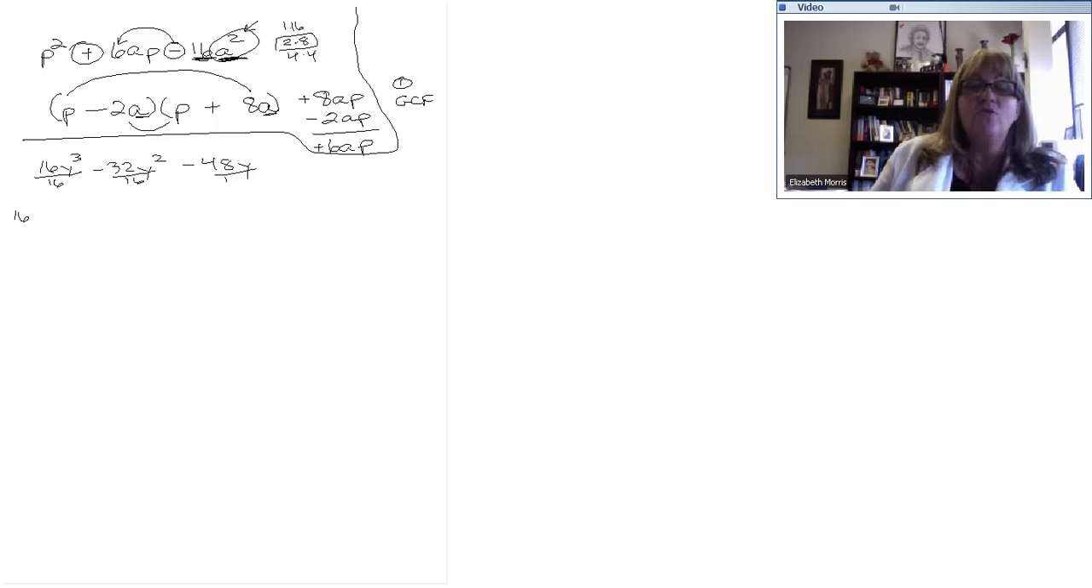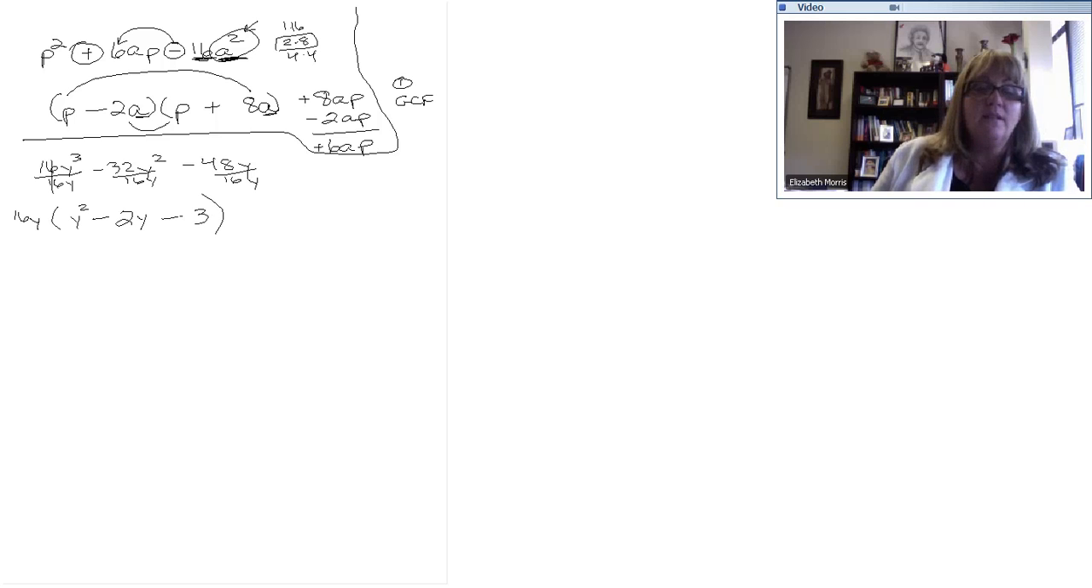And do they all 3 have y's? Yes, they do. You divide out the smallest exponent, which is just 1. So I can take a 16 and a y out, which leaves me with y squared, because you have 3 y's minus 1 y gives you 2 y's. 32 divided by 16 is 2, and y squared divided by y leaves you 1 y, minus 48 divided by 16 is 3, and the y's are gone.